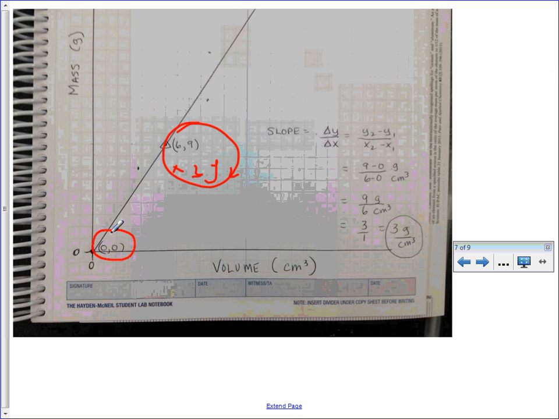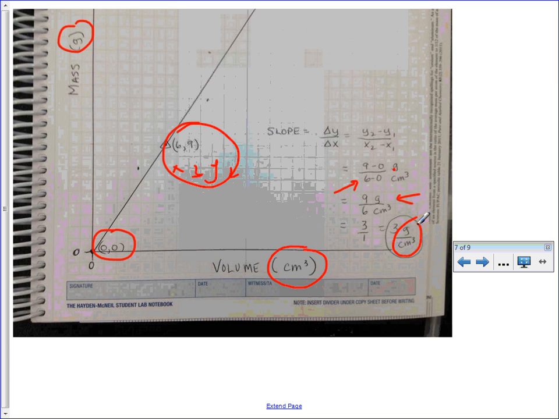So y2 is 9, y1 is 0, x2 is 6, x1 is 0. So essentially, this is 9 divided by 6. Interestingly enough, the y values have a unit of grams, so the unit of grams should go in your numerator. The x values have a unit of cubic centimeters, so cubic centimeters belongs in the denominator. So 9 grams divided by 6 centimeters cubed is going to end up being 3 over 1. So the slope for this line is 3 grams per cubic centimeter.